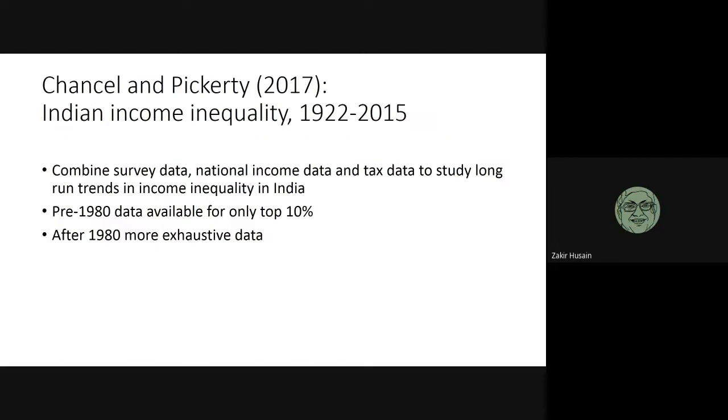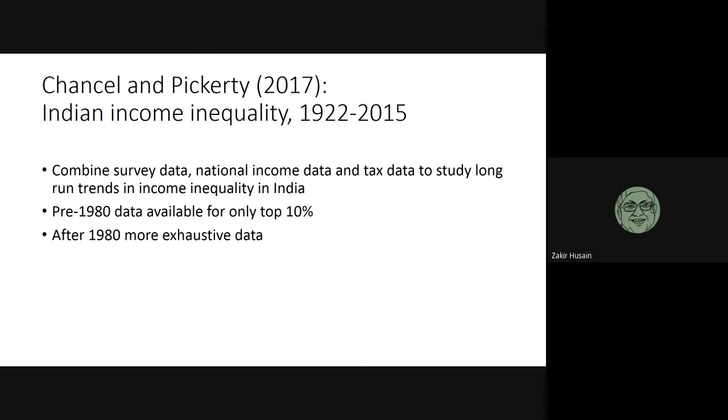Now, Chancel and Piketty, in a working paper published in 2017, looked at Indian income inequality over a very long period, 1922 to 2015. They combined data from three sources: survey data, national income data, and income tax data. They studied the long-run trends in income inequality in India. Now, before 1980, they had access to mainly tax data.